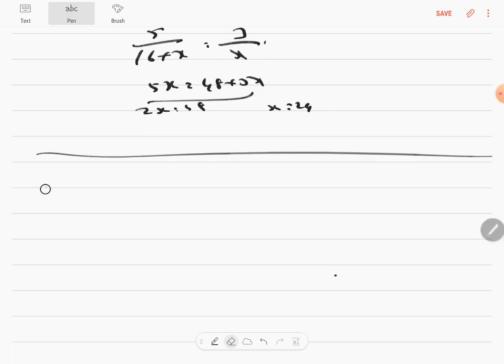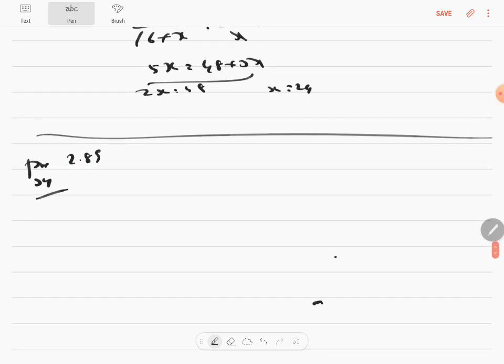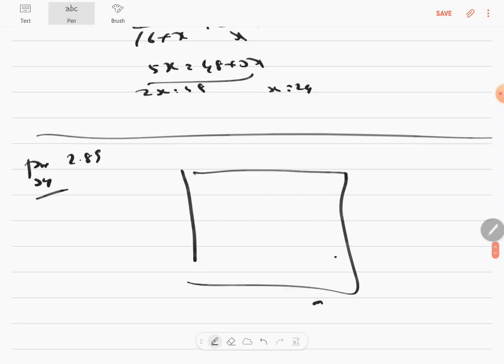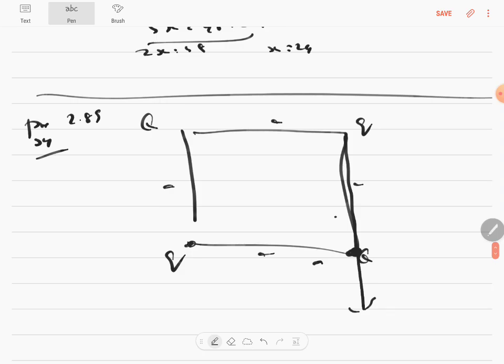Problem number 34. Problem number 34 is on page number 2.89. Okay. Four point charges are placed, capital Q, small q, capital Q and small q, on the vertices of a square of side A. What is the electric force on the charge Q? This Q is going to repel it like this. This small q is going to repel it like this. And this capital Q is going to repel it like this. There are three forces acting.